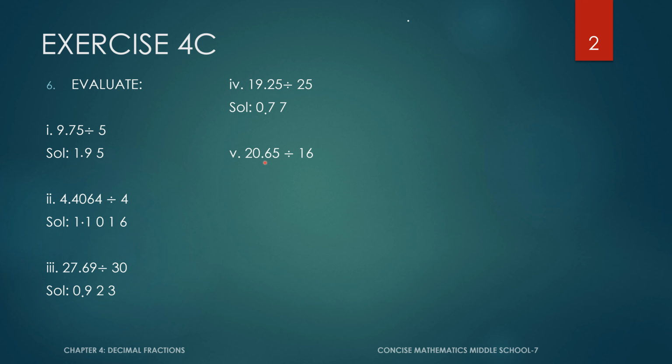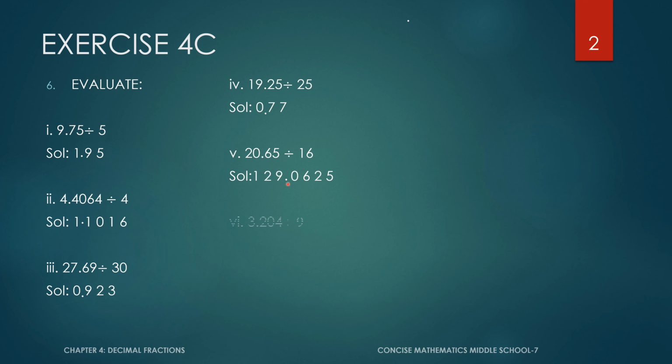20.65 divided by 16. Even here neglect this decimal point and assume it as 2065 divided by 16. So this is what you get. But you will get a point over here. When you divide neglecting this point, you will get 129.0625.